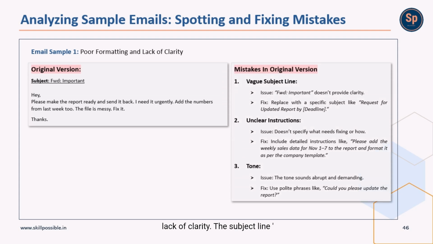The subject line, "FWD: Important," is vague and doesn't tell the reader what the email is about. A better approach is to use a clear and specific subject that sets expectations right away. Next, the instructions in the body are unclear. While the sender asks for the report to be fixed, it doesn't explain what exactly needs to be updated or how. Clear and detailed instructions help avoid confusion and rework.